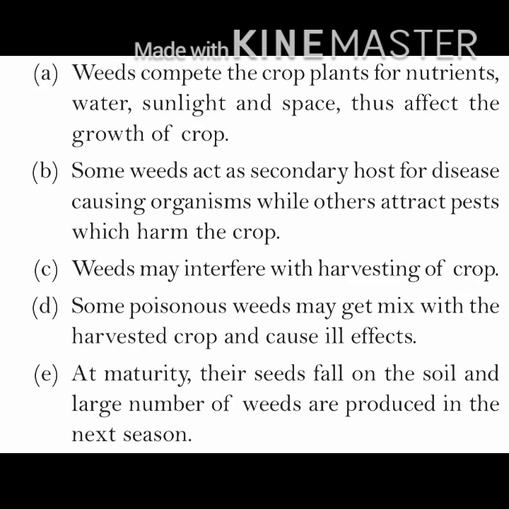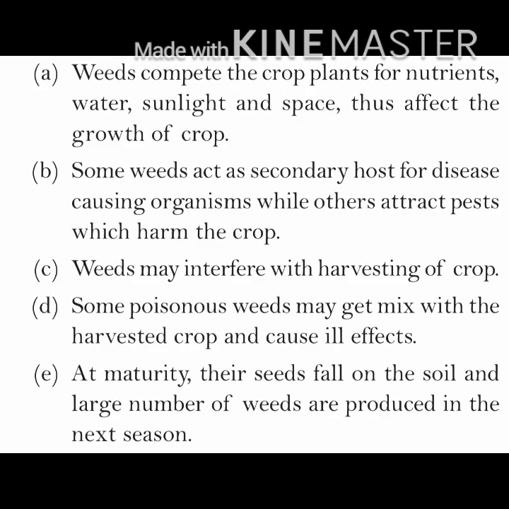Weeds may interfere with the harvesting of crops. These weeds mix with the harvested crop and then cause problems. Some poisonous weeds may get mixed with the harvested crop and cause ill effects. At maturity, their seeds fall on the soil and a large number of weeds are produced in the next season. So these are the problems caused by weeds.